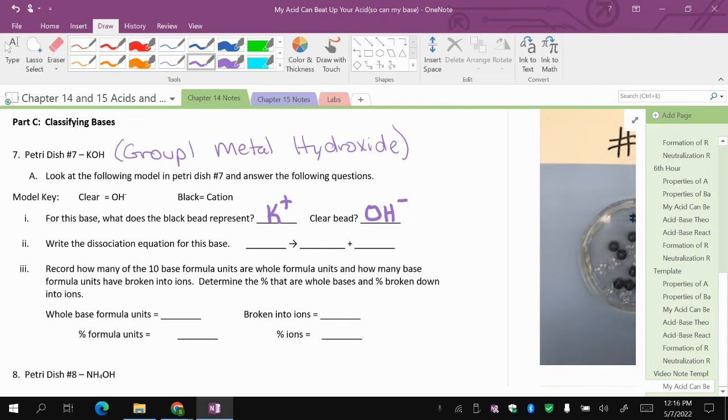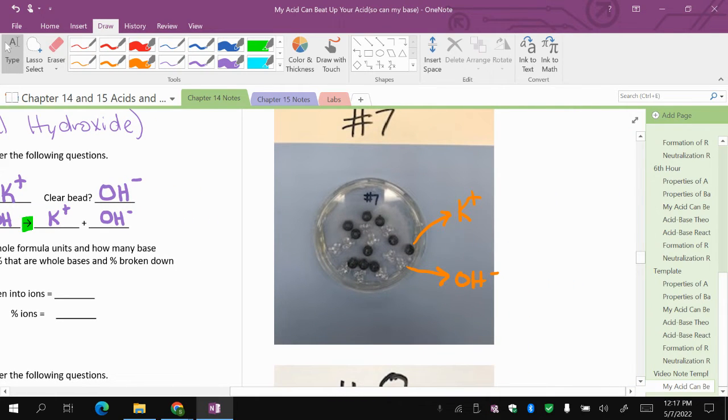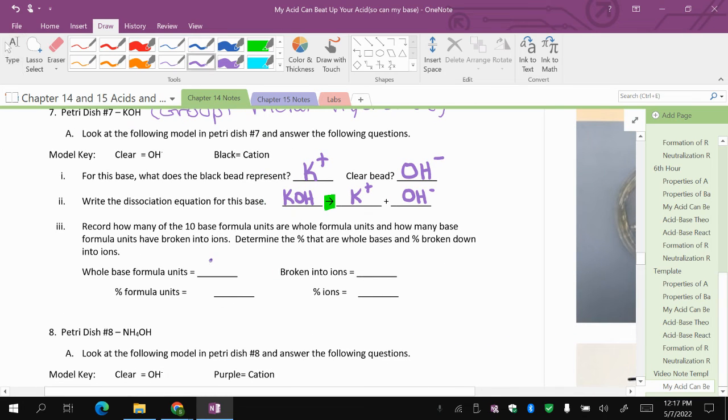And so the dissociation for this base, potassium hydroxide, pointing out that the arrow here is going in one direction, it will form potassium cations and hydroxide anions. And so if we go back to our model, none of these are connected. These are all ions in solution. So we have no whole base formula units.